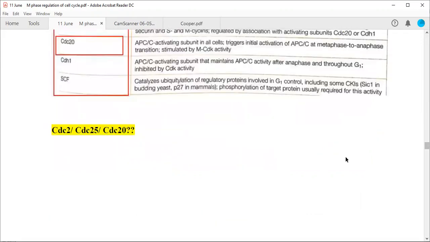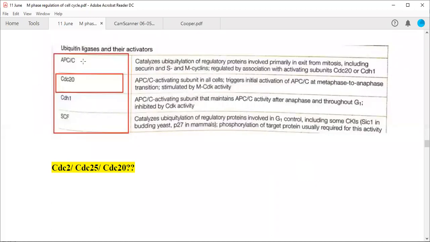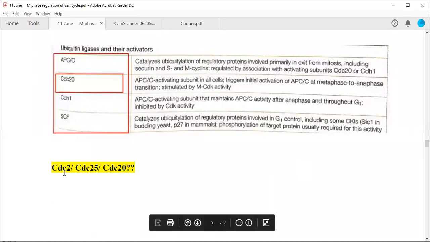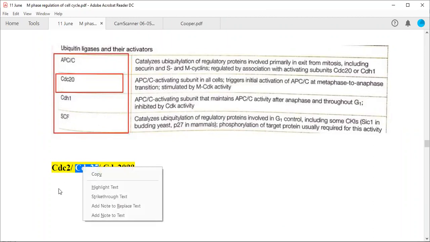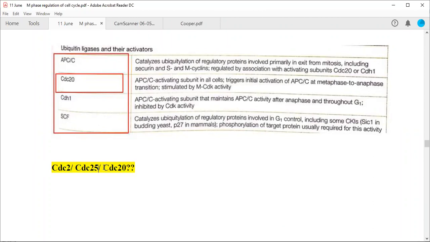Okay, so actually we were here. Now you will understand that we have discussed CDC2, CDC25 and CDC20. Now you recall that CDC2 was a kinase, actually called CDK1. CDC25 was a phosphatase actually having the opposite function of CDC2, means it is a kinase, it is a phosphatase. But CDC20 is completely different. It is having some ligation function.